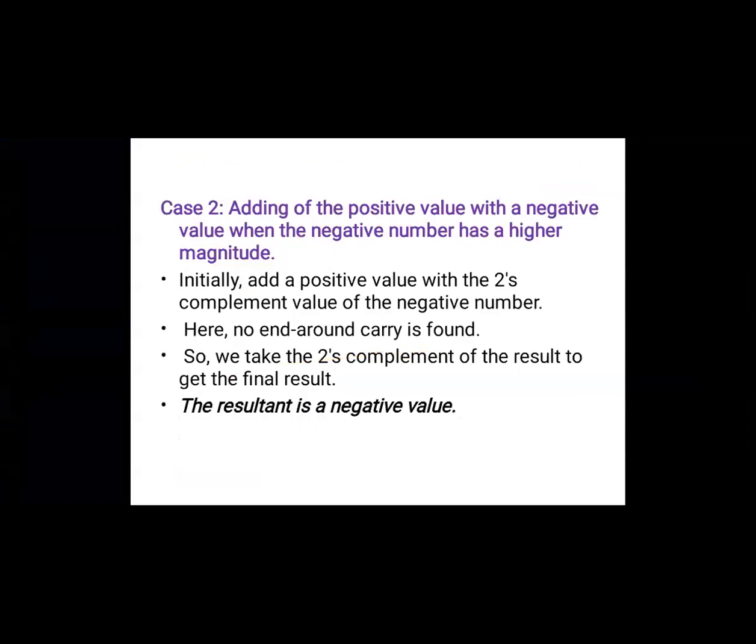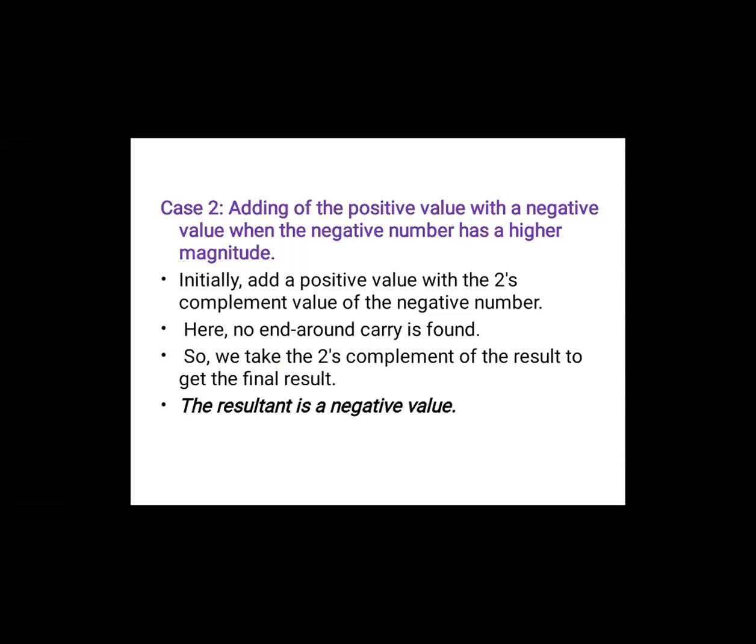Okay, so now let us do the second case: adding a positive value with a negative value when the negative number has a higher magnitude. All these cases are the same as one's complement, only for two's complement a little bit of difference will be there. So now I'm adding a positive value with a negative value when my negative has a higher magnitude, so my answer should be a negative one.